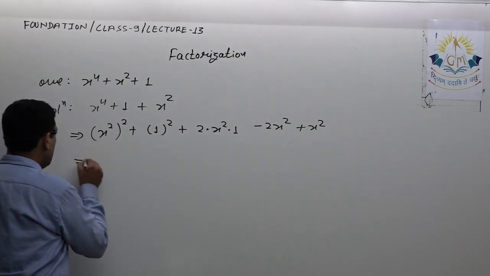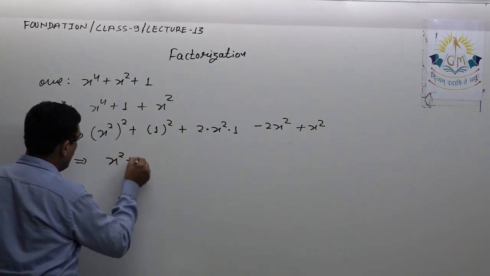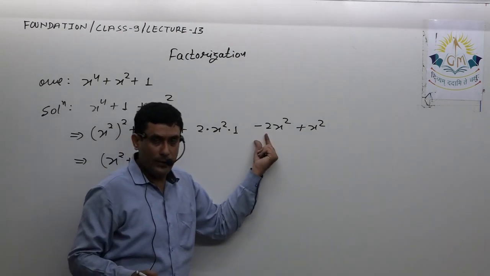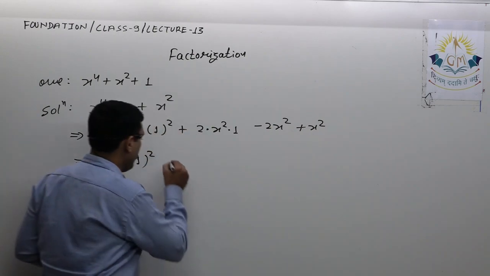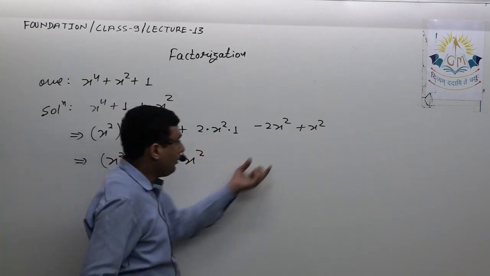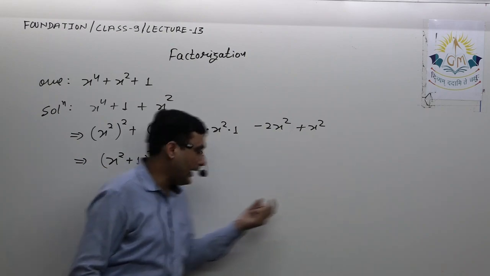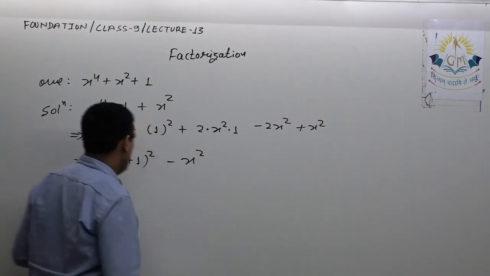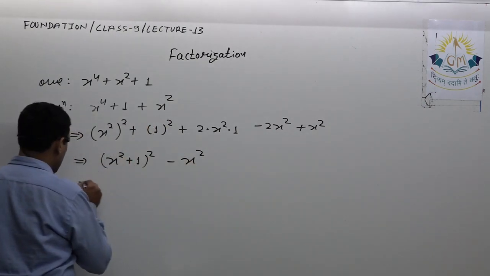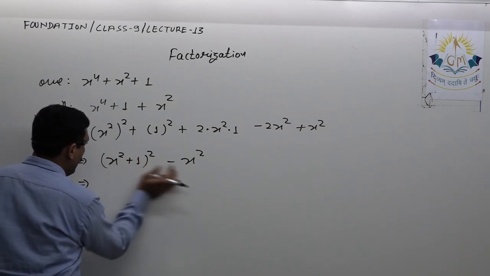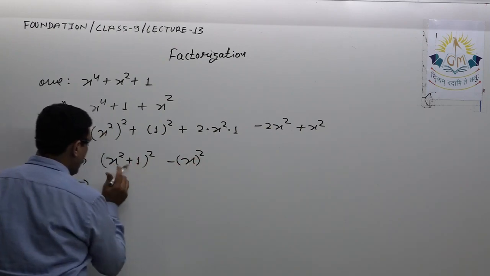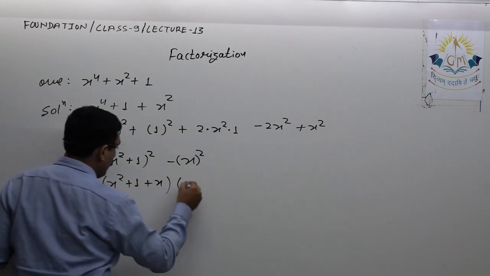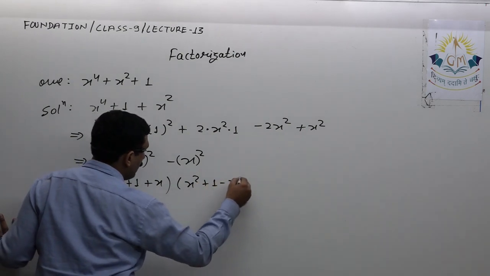Now the first three terms give me x square plus 1 whole square, and this also gives me a complete square. Minus 2x square plus x square gives me minus x square. Not only is this giving me the complete square, but I am also getting a minus sign between them, so that I can factorize it further. So here I can write further, this I am considering as a, this as b. So I write a plus b into a minus b.